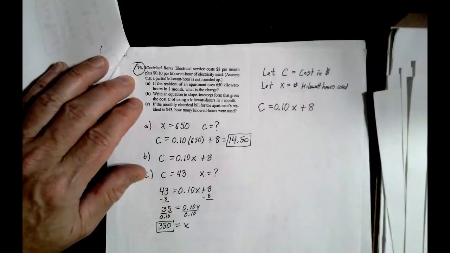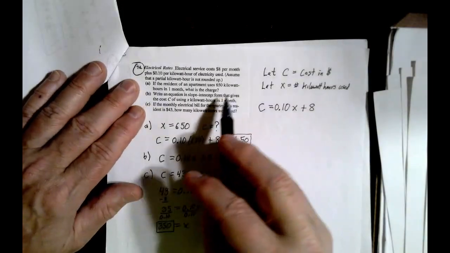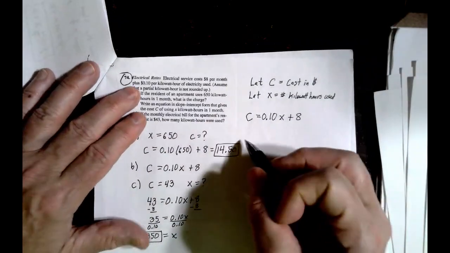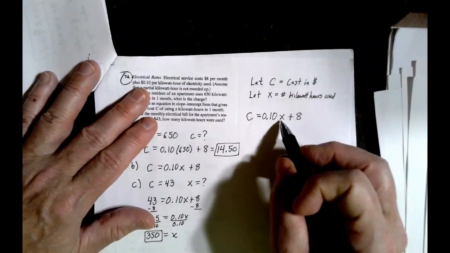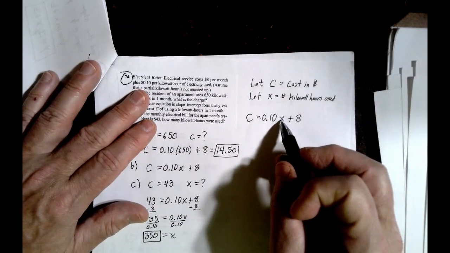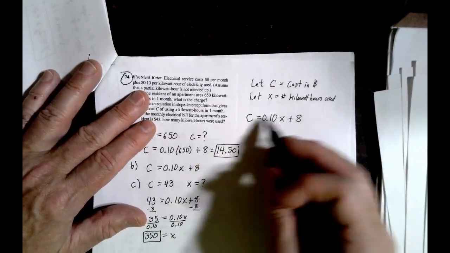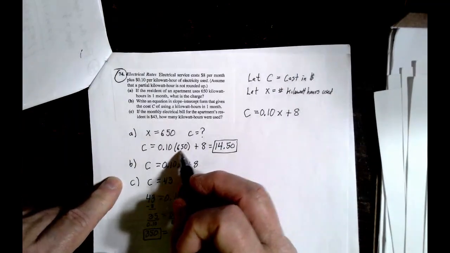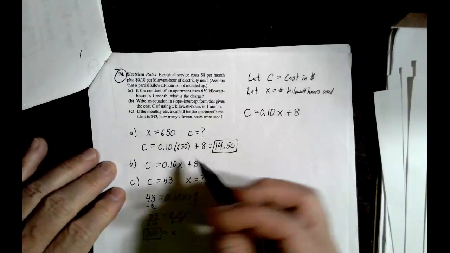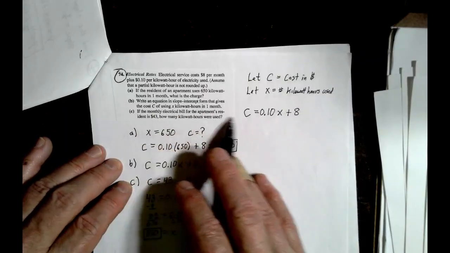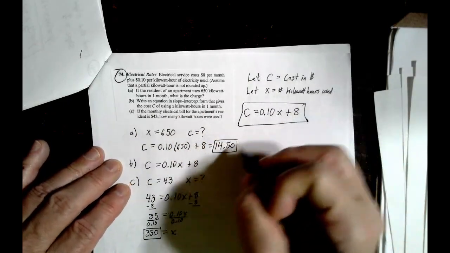Okay, electrical rates cost $8 per month plus 10 cents per kilowatt hour of electricity used. Okay, so they use 650 kilowatt hours in 1 month. What is the charge? Okay, well they tell us it's 10 cents per kilowatt hour for each X is each kilowatt hour used, and you got to pay an $8 rate no matter what. So it's 10 cents times the number of kilowatt hours plus $8, and that's your equation of the line. Now they say you use 650 kilowatts, so that's 650 for X, and you plug it in and you get $73. Now B, it says write the equation in the form using C, the cost C of using X kilowatt hours in 1 month. We already did that. I guess that is part B.